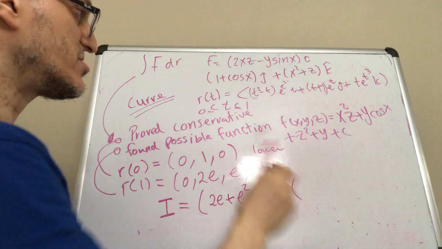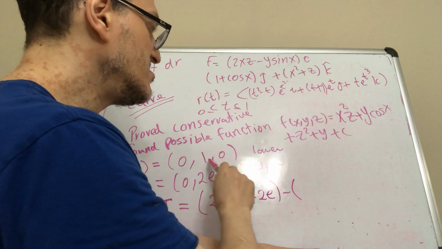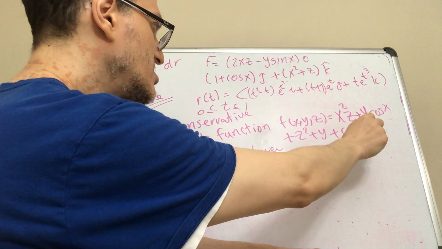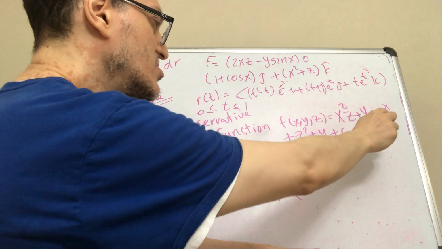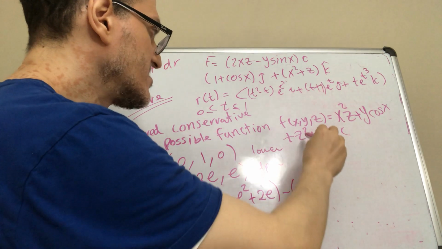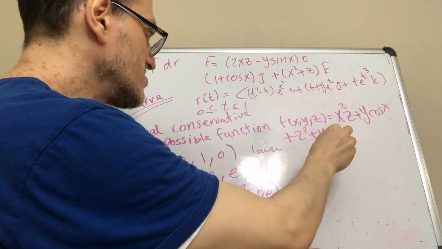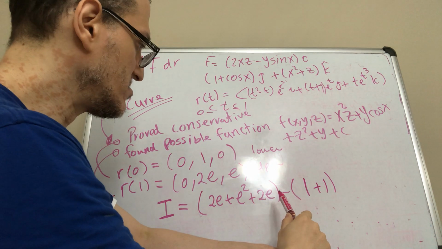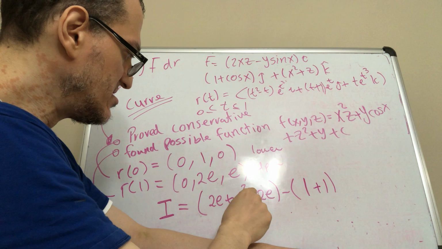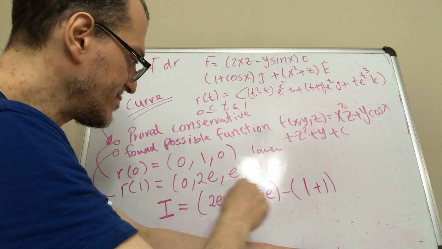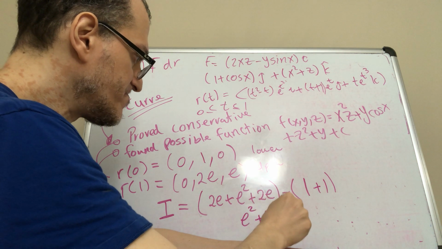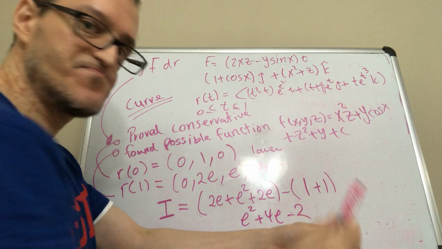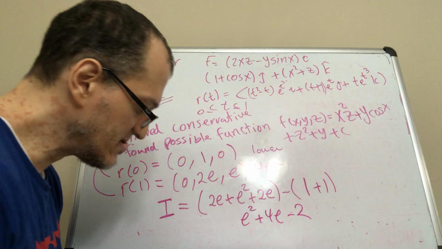Minus, you plug in 0, 1, 0. 0 for x cancels, 1 for y, cosine 0, that's 1. 0 for this cancels, 1 for y, 1, and the constant cancels out. So the answer is e squared plus 4e minus 2. So this is the answer.